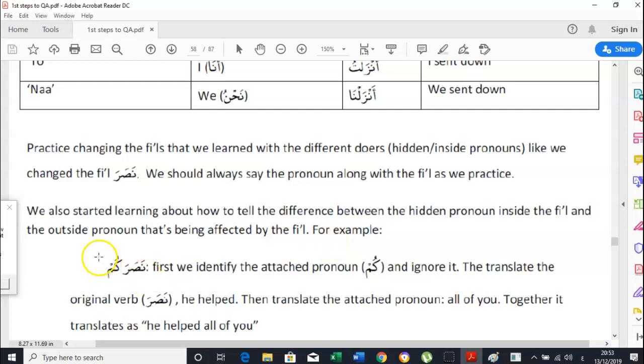For example, you have the word nasarakum. Now, what's generally going to happen is you're going to look at this word nasarakum or examples like this, and you're going to see the kum, and you think kum comes from antum, so it means all of you helped. Why is that a mistake?